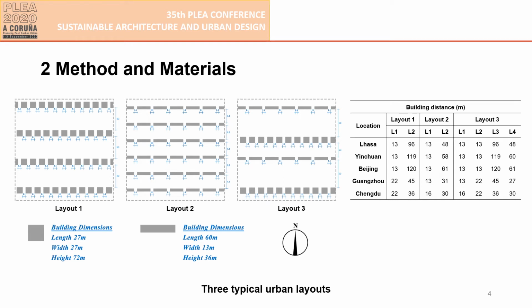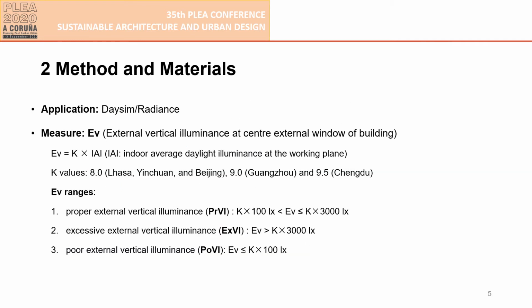The building dimensions and distances were defined to achieve the highest building density, according to both national and local planning regulations. External vertical illuminance at the central external window of the building was calculated by Dasim. Here is a linear relationship between external vertical illuminance and indoor average daylight illuminance at the working plane. The k-value was achieved based on regression analysis using local weather data. In this study, k-values were 8 for Lhasa, Yinchuan, and Beijing, 9 for Guangzhou, and 9.5 for Chengdu.